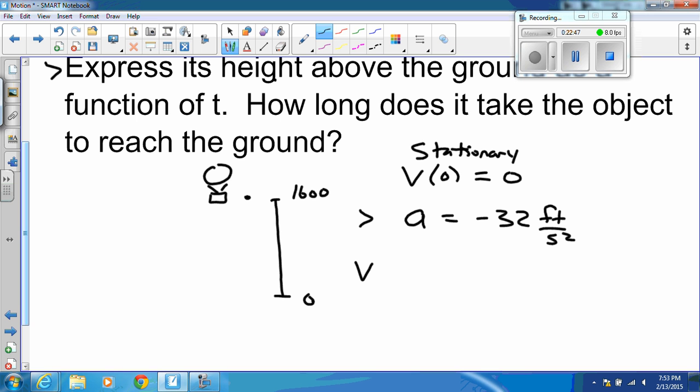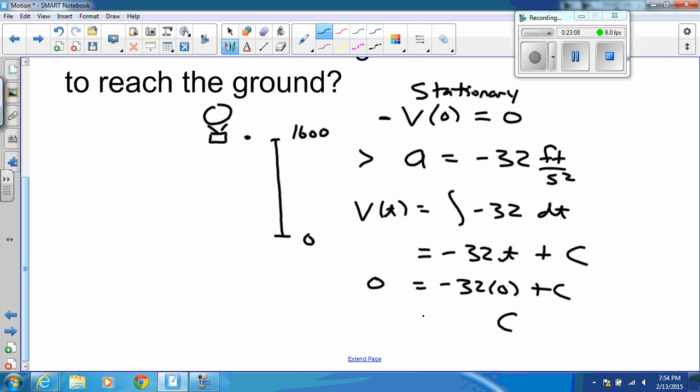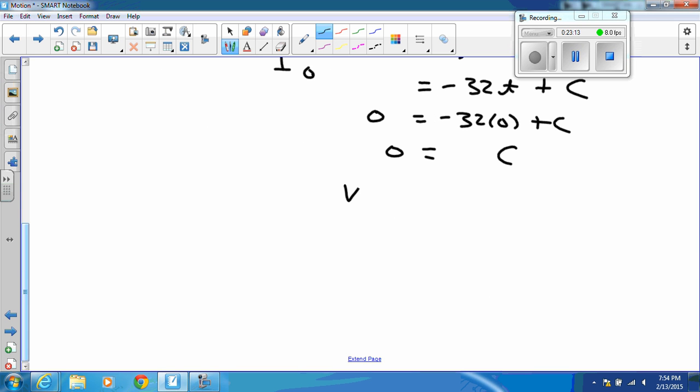So, armed with this information, we're now ready to express its height above the ground, which is its position, by doing some antiderivatives. Since I have the acceleration, I can say that the velocity is the antiderivative of the acceleration, which gives me negative 32t plus a constant. And I can find that constant with my initial condition that the object is stationary. Since the object is stationary, the constant of integration is 0, and I now have that the velocity of the object is negative 32t plus nothing.